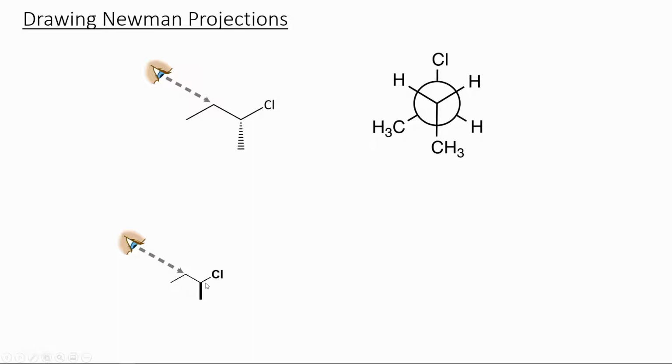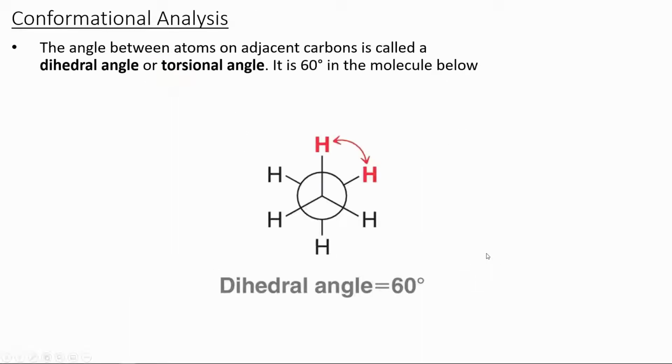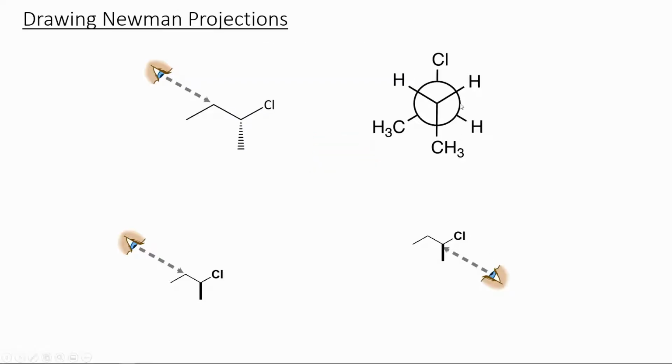Here we have the other conformation at this carbon. So instead of a methyl group that's a dash, we have a methyl group that's a wedge. So we can practice drawing this Newman projection and compare it to the Newman projection here.